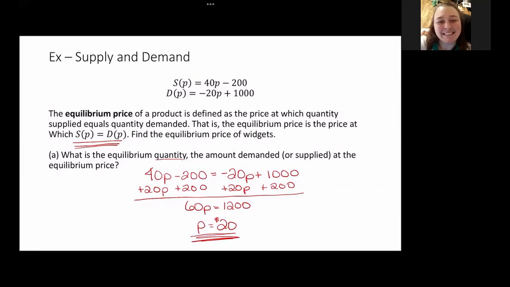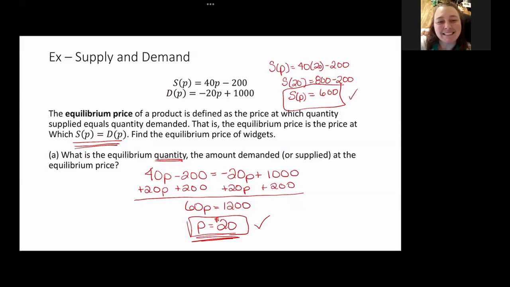Now the question is actually saying what is the quantity? So we take that and put that back into one of these equations. So my supply quantity is going to be equal to 40 times 20, minus 200. So my quantity at my price of 20 is going to be 800 minus 200, or 600. So my equilibrium price is $20, and the amount demanded and supplied, because remember, supply equals demand at this equilibrium, is going to be 600 gadgets, widgets, or whatever it is we're selling.